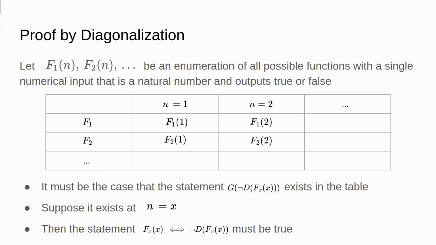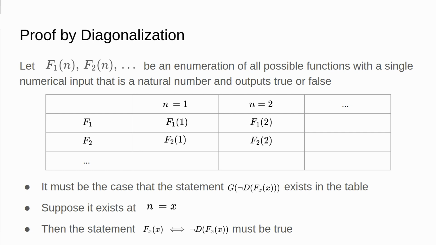We let f sub 1 of n, f sub 2 of n, etc., be an enumeration of all possible functions with a single numerical input, whose outputs are true or false. We imagine a table where the columns consist of an enumeration of natural numbers that, through a bijection, can be converted into statements. The rows of the table consist of all possible functions.